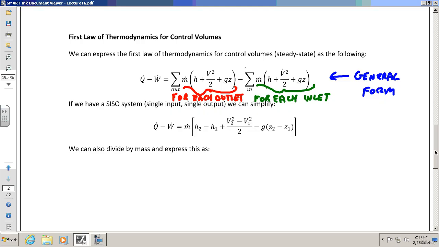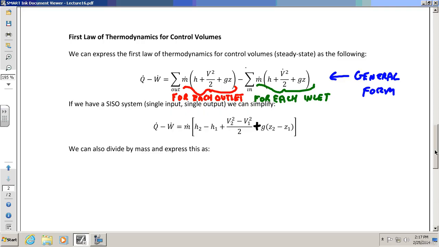I have to correct something though on this. That last term there should be a plus g times z2 minus z1. That was a typo. For a SISO system, you've got Q dot minus W dot equals m dot, because there's only one mass flow, times h2 minus h1 plus V2 squared minus V1 squared over 2 plus g times z2 minus z1. And recognize those V squared terms, that's kinetic energy, right? And the g times z term, that's potential energy. So we can simplify that.